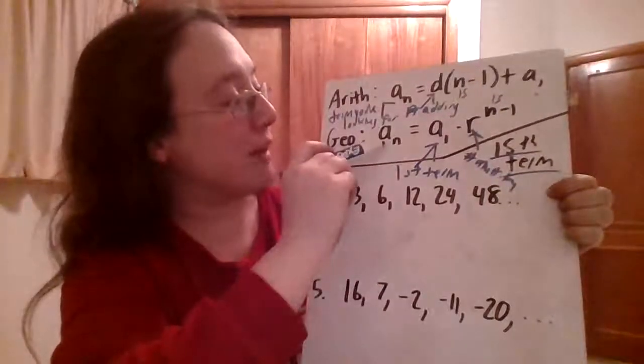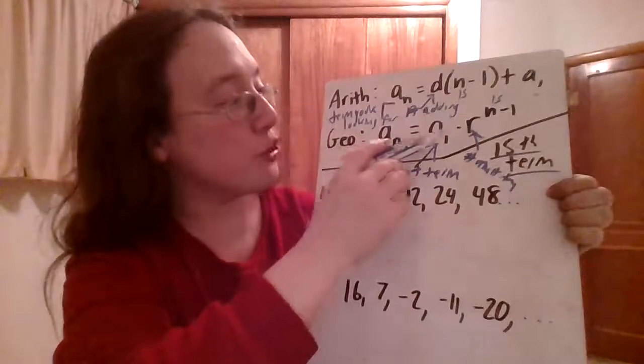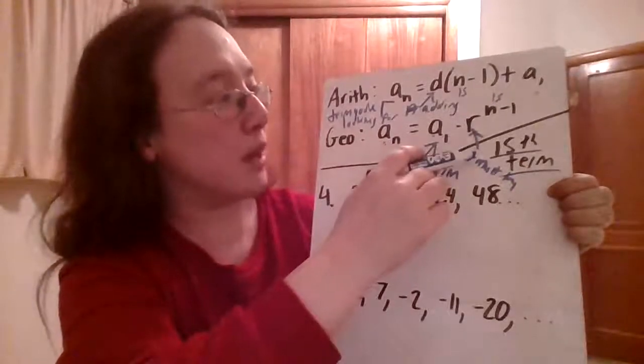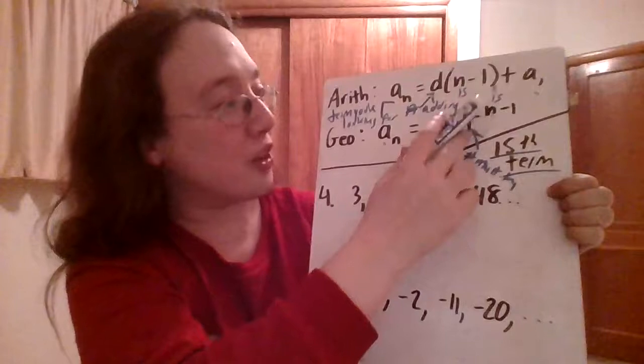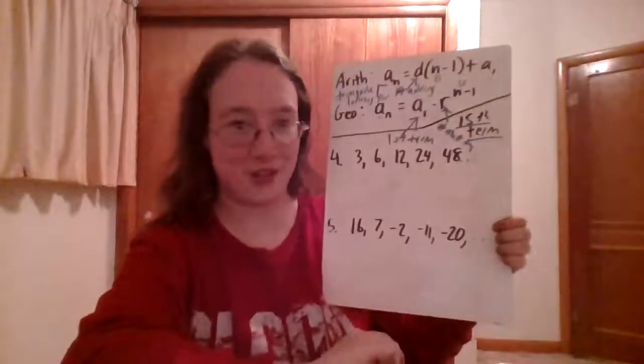Geometric ones, a sub n is the number of the term that you want. A sub 1 is your first term. R is the number that you're multiplying by. N is still your 15, and that minus 1 is always a minus 1. Alright, and feel free to rewind the video if you didn't catch all of that.